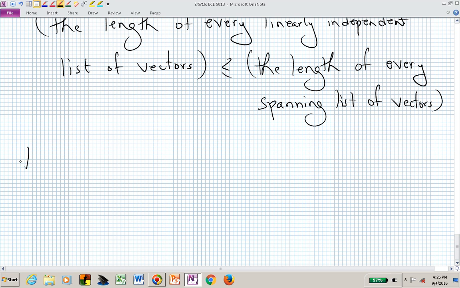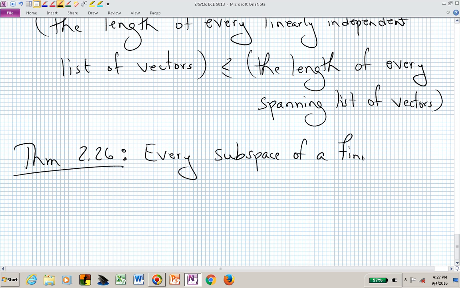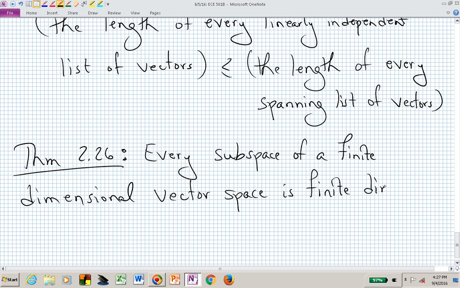Another theorem that is a consequence of the linear dependence lemma is that every subspace of a finite dimensional vector space, each subspace or every subspace of a finite dimensional vector space is finite dimensional. And that should be intuitive.